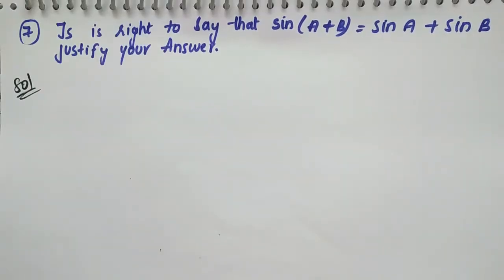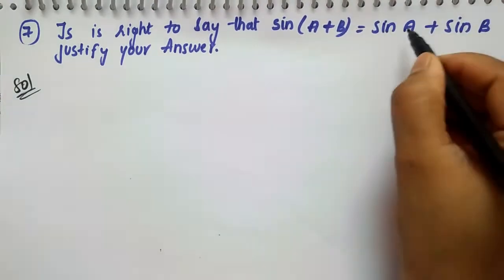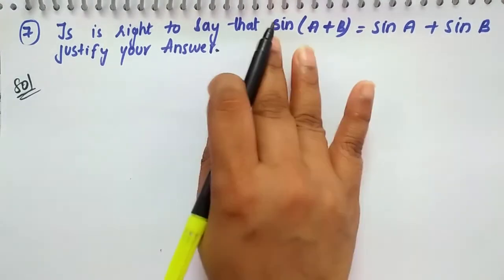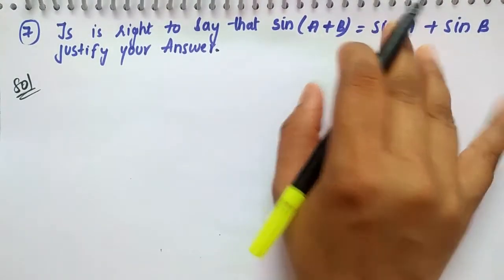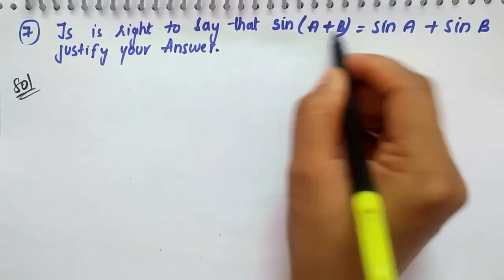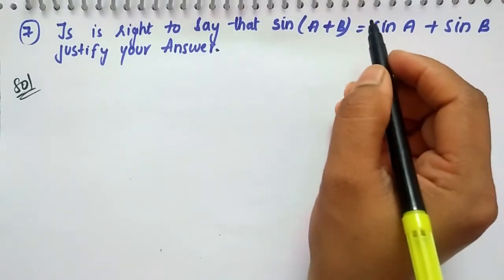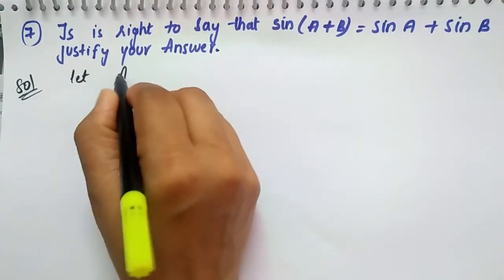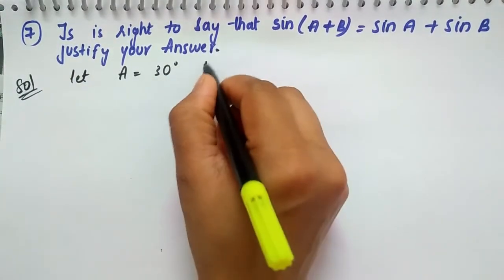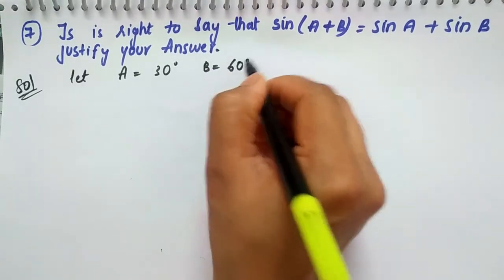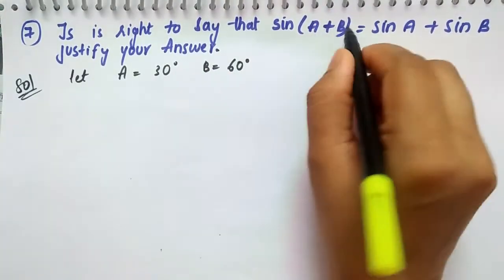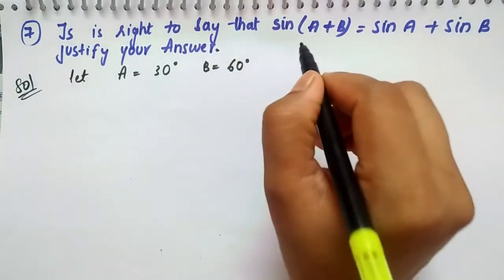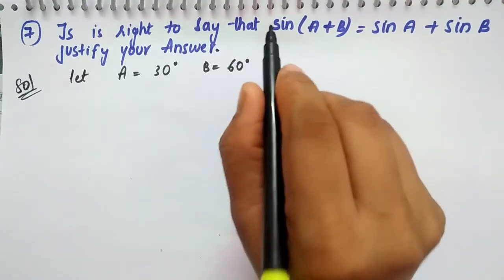Is it right to say that sine (A plus B) is equal to sine A plus sine B? Justify your answer. In this problem, we need to show whether it's equal or not. Since we can't solve with general A and B, we assume A be 30 degrees and B be 60 degrees. Remember, whenever there's a problem of showing some identity, you need to assume specific angle figures which we have already learned.